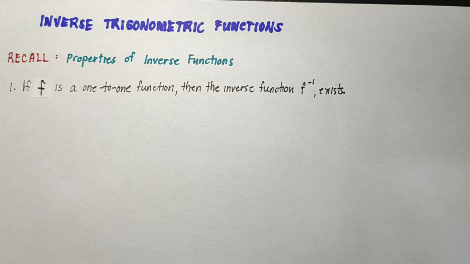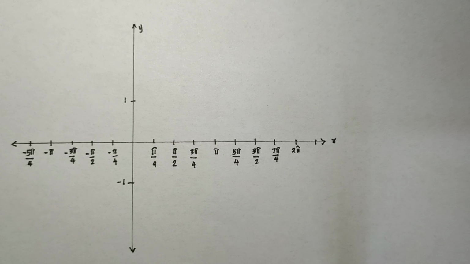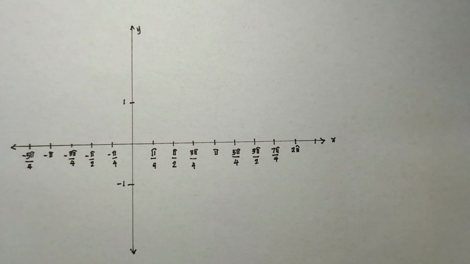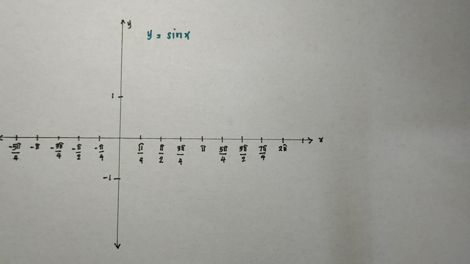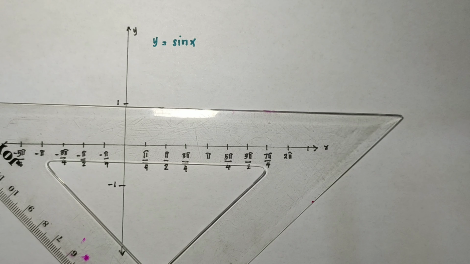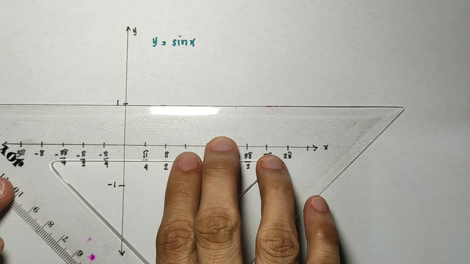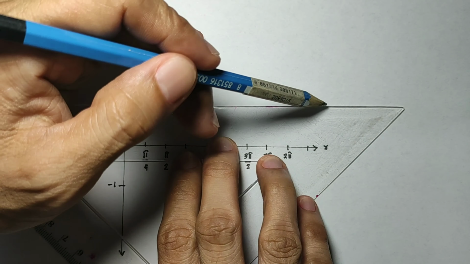So how is this? I'm going to sketch the graph of the function y equals sine x, and we're going to determine if it is a one-to-one function or not. In our previous lesson, for the function y equals sine x, our amplitude is 1 and the period is 2 pi. So let me draw the horizontal line that will serve as our guide in sketching the graph of the function y equals sine x.